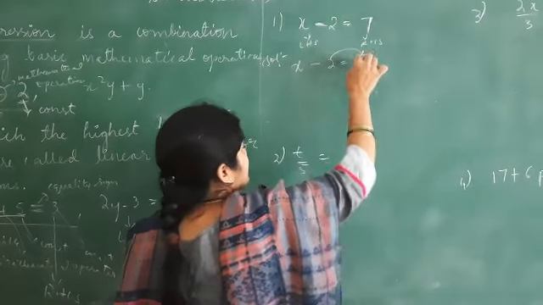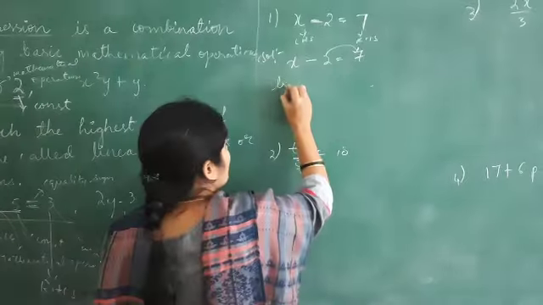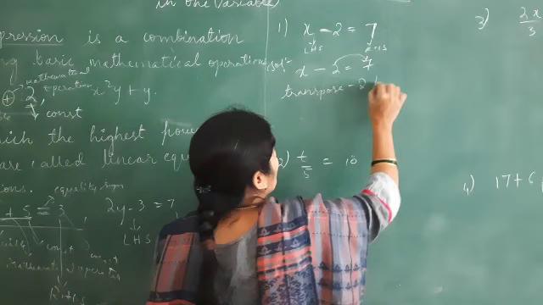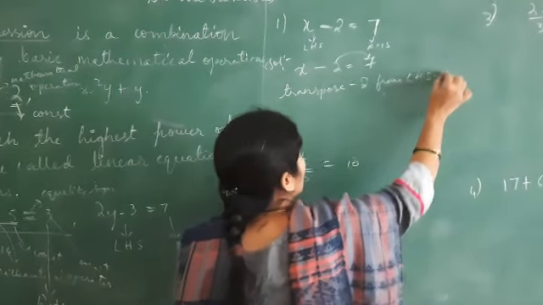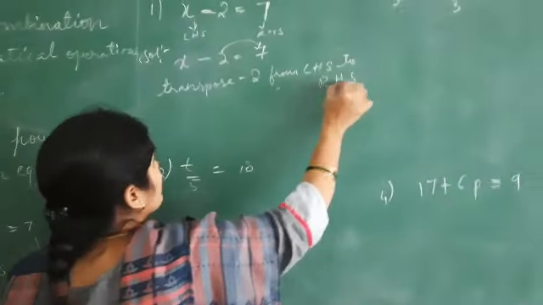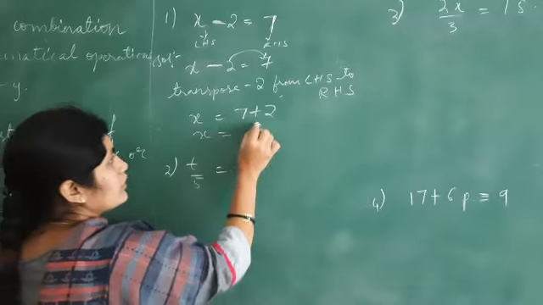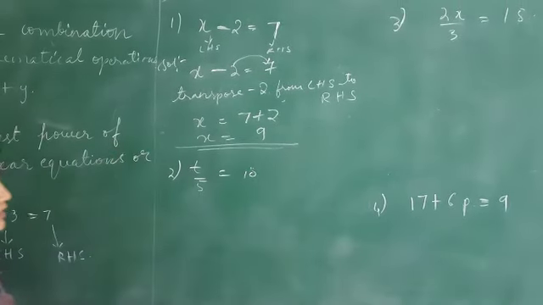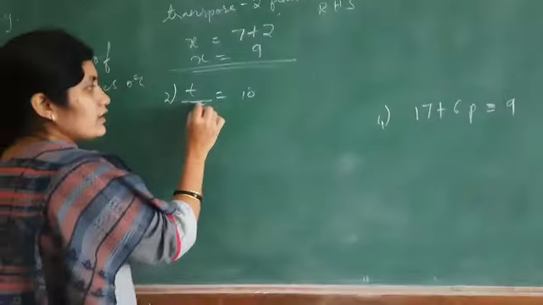Transpose the constant from LHS to RHS. Transpose minus 2 from LHS to RHS, that is x is equal to 7 plus 2. When you have transposed minus 2 to RHS, that is from one side to the other side, its sign changes. x is equal to 9. This is solved. Now, as I said, here we have multiplication, division, all the operations. t by 5 refers to division. t by 5 is equal to 10.